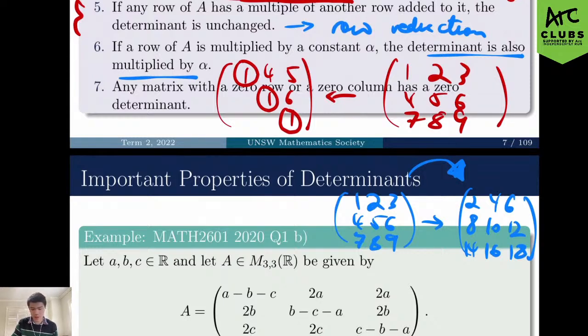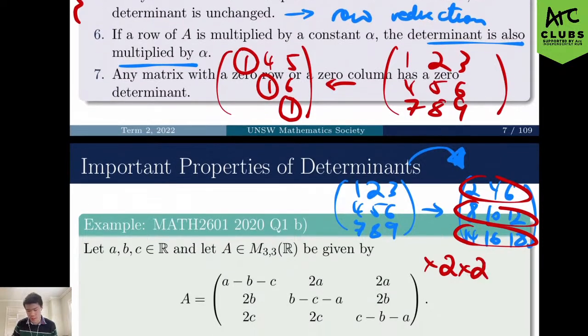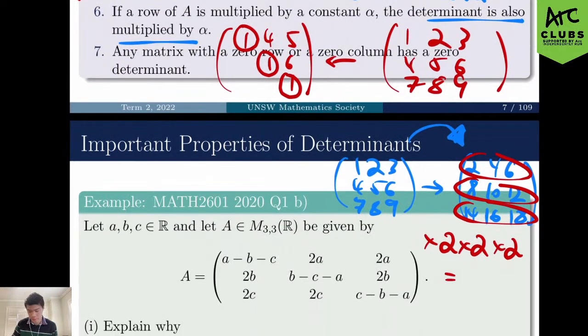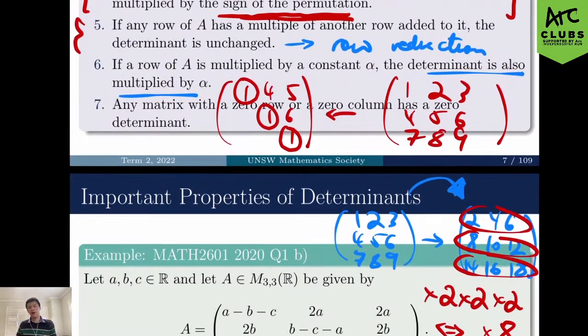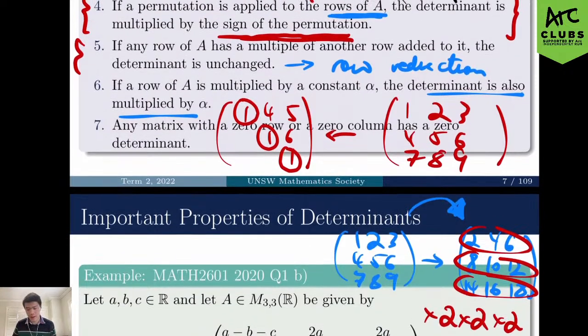So if you do actually multiply all 3 rows by 2, then the determinant is actually multiplied by 2, but not just by 2, it's multiplied by 2 3 times. So it's multiplied by 8. Right, so just apply the multiples row-wise or column-wise, and the determinant will follow that rule as well.